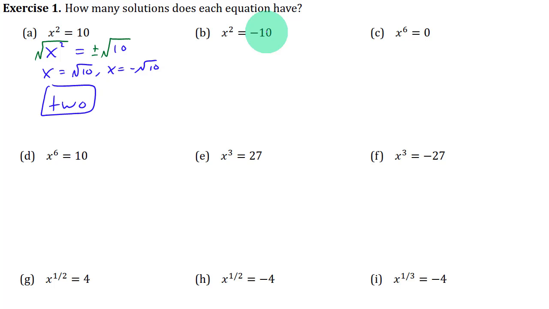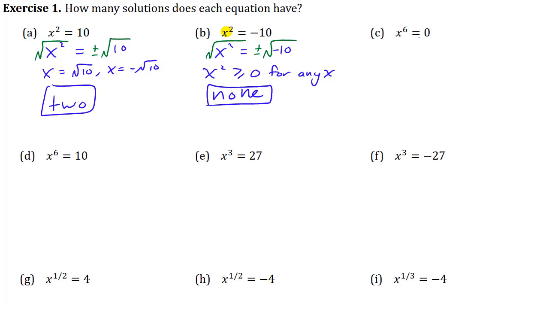What about x squared equals negative 10? Well, if you were going to do square roots of both sides, the square root of negative 10 is undefined. There is no number that you can square that will get you negative 10 as a result, because anything squared is always positive. x squared is greater than or equal to 0 for any x. So this has no solution.